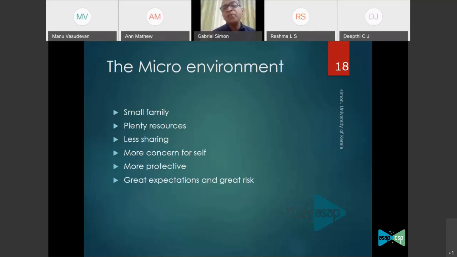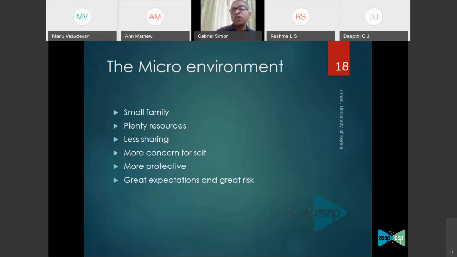And obviously, as an outcome of these factors, there come great expectations, which are obviously associated with great risk. We have spent so much money on them. We have given them the best possible education. We have given them the best possible food, care, health and support. So we are expecting much from them. And when those expectations are not met, we feel terribly bad. And there is a risk in that.